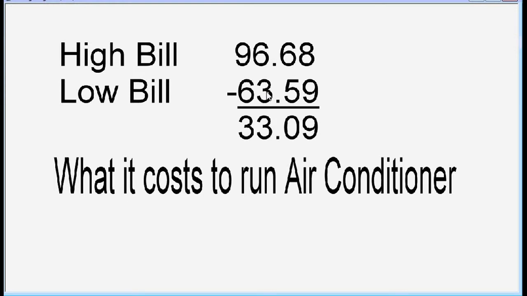So, there's no way to cheat it. It is what it is. So with that said, after I've subtracted that, $33.09 is what it cost me to run my air conditioner. Now, if you go back through, you'll see some bills where I only pay like $89, and so on and so forth. So this $33.09 is at the far end of the extreme, and it's a little bit higher than what I paid last year.